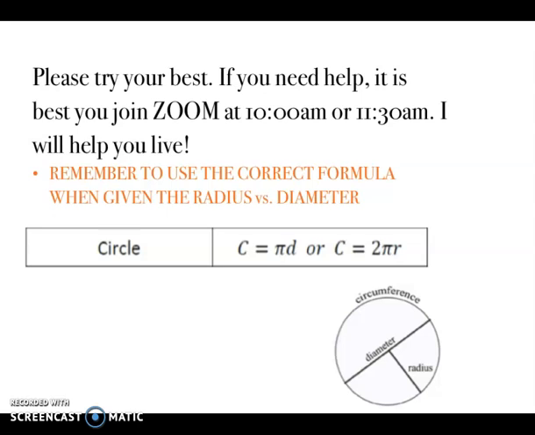Remember to use the correct formula when given the radius versus the diameter. The diameter cuts the circle directly in half. The radius is half of the diameter. So use either circumference equals pi d or circumference equals 2 pi r.